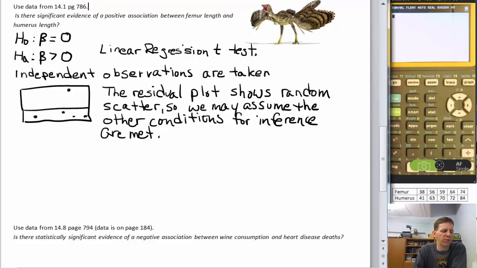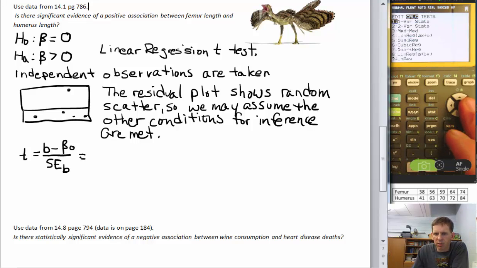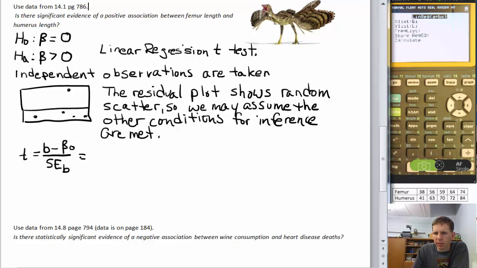Now that we have our conditions finished up, let's talk about carrying out the procedure here. To calculate t, we're going to take little b, the slope of our sample data, minus beta sub 0, which is based off of the slope identified in the null hypothesis, divided by SEB. We can find lowercase b on your calculator by going to Stat, Calc, number 8, Linear Regression. And the number we're going to use is the slope value that you see here on the calculator screen.